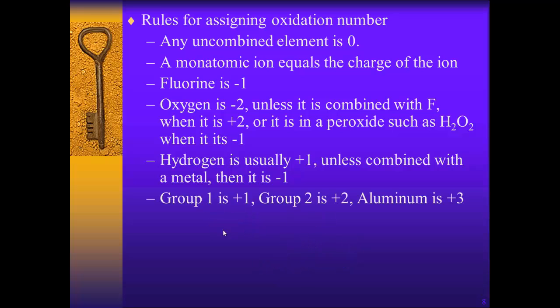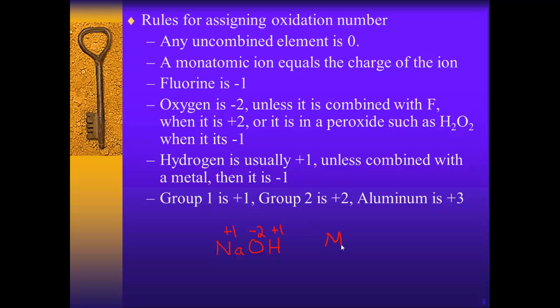Our next rule is that all group 1s have a +1, group 2s have a +2, and aluminum has a +3. So these are just like our ions. If we go to sodium hydroxide, we know sodium's a group 1, so it's going to have a +1. And there are no exceptions. We also know that oxygen is a -2 and hydrogen is a +1. So we now have rules where we can give all the oxidation numbers for those.